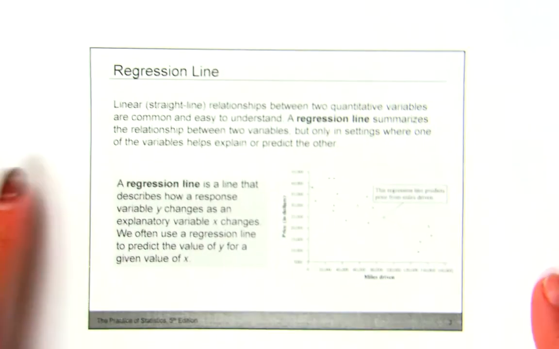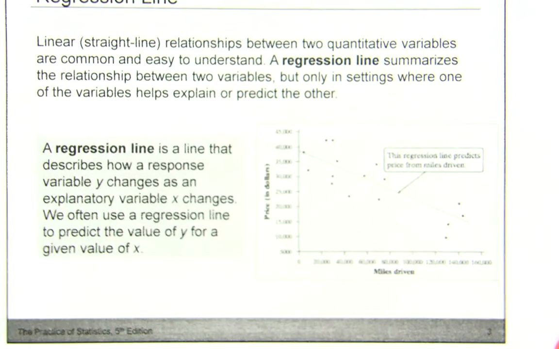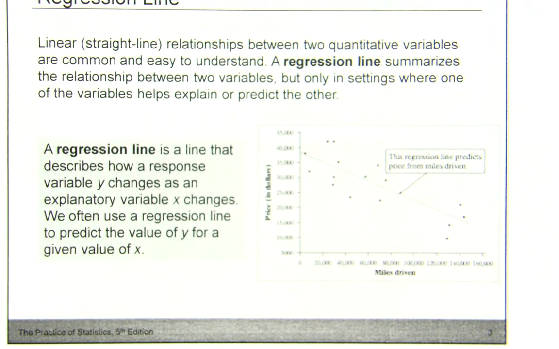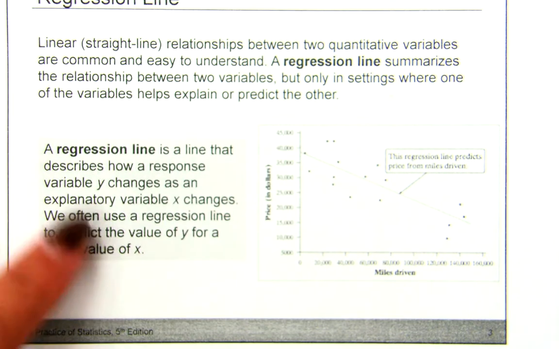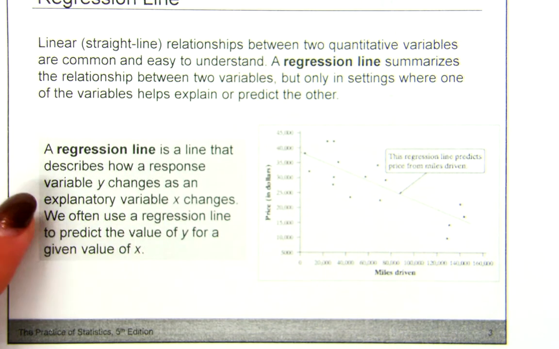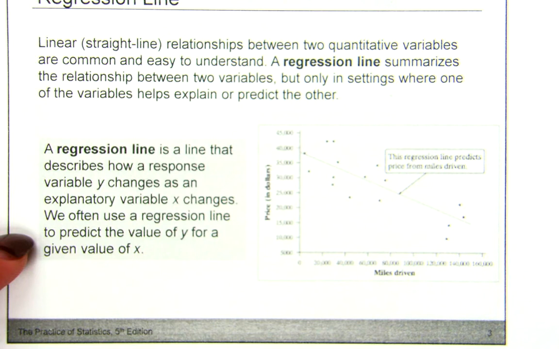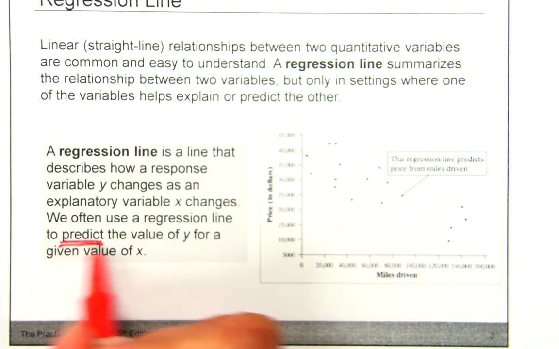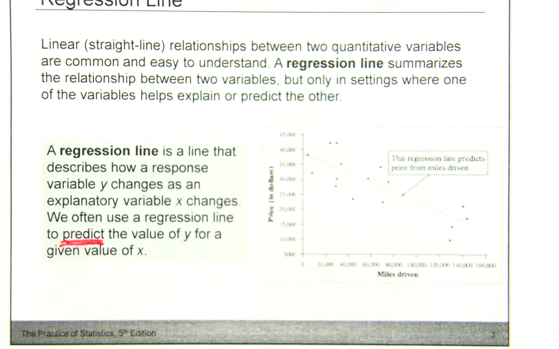So you should be familiar with a scatter plot. A regression line is a line that describes how a response variable y changes as the explanatory variable x changes. And we often use a regression line to predict, here's your clue word, predict the value of y for a given value of x.